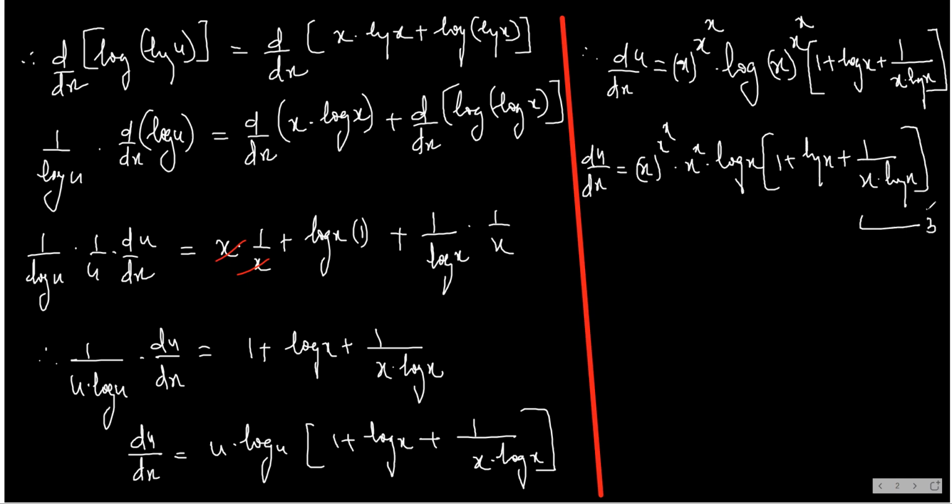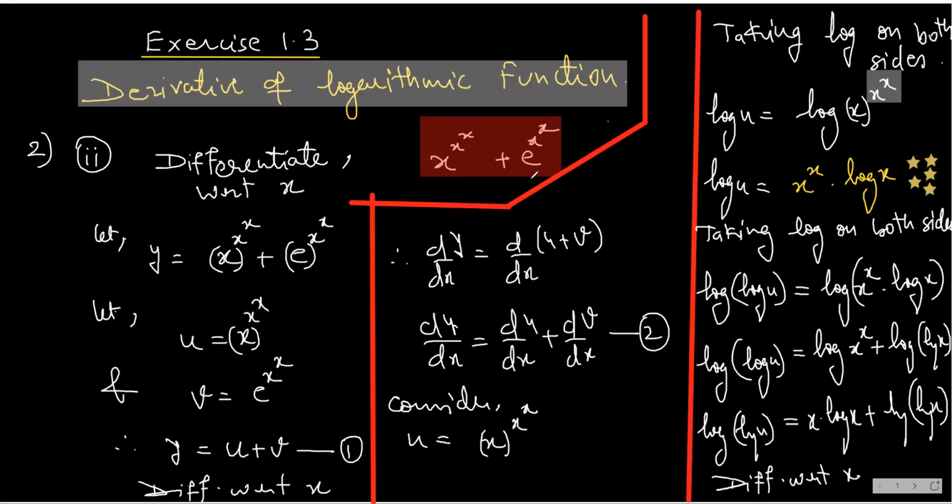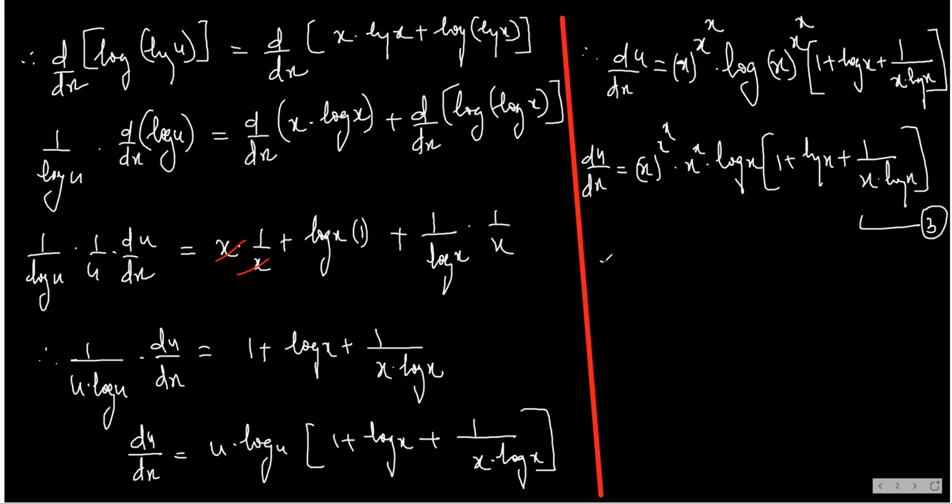This is number 3. Now what we will do? We will go for v. What is v? V is e raised to x raised to x. So I write now, consider v equals to e raised to x raised to x. Here I have e raised to x raised to x. As I told you, you will have e here.